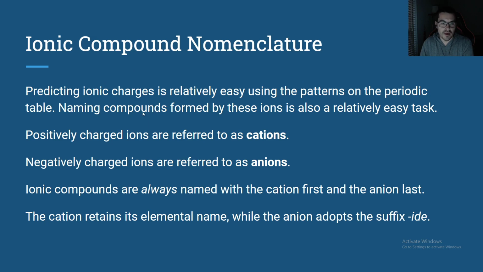Naming the compounds that are formed by ions is also relatively easy. A couple of definitions here. Cations are positively charged ions, so these would be atoms that have lost electrons. Anions are negatively charged ions.